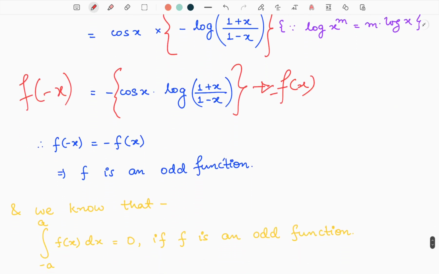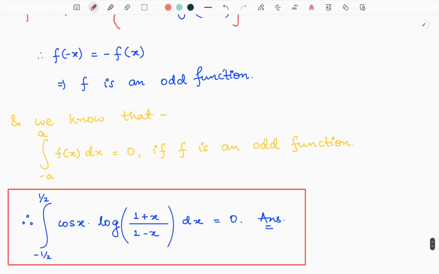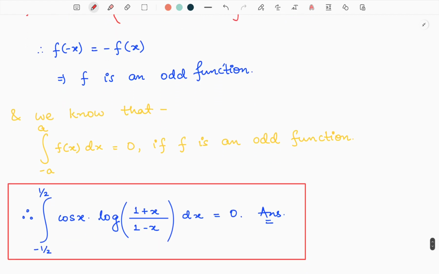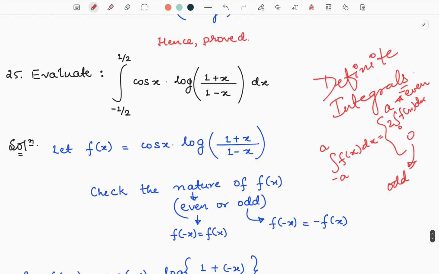There is no need to integrate this question. You can easily write, since f(x) is an odd function and since the limit is from minus a to a, where the value of a is half, the value of the integral will be 0. So the answer for this question is 0. So this question was simply to check whether you know the property of even or odd functions. This question was not about calculating the integral.